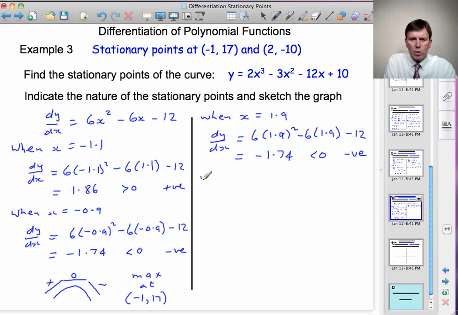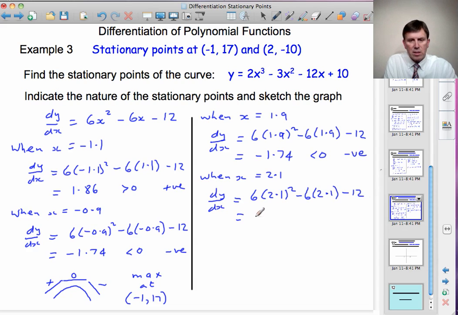Now let's look just after 2, when x equals 2.1. dy by dx is equal to 6 times 2.1 squared minus 6 times 2.1 minus 12. And if we put that in the calculator, we get 1.86, which is greater than 0. In other words, it's positive. So the situation this time as we go from left to right through the turning point is we have a negative gradient, then at the turning point itself the gradient is 0, and then we have a positive gradient, and that describes a minimum point on the curve. So we have a minimum point at 2, minus 10.